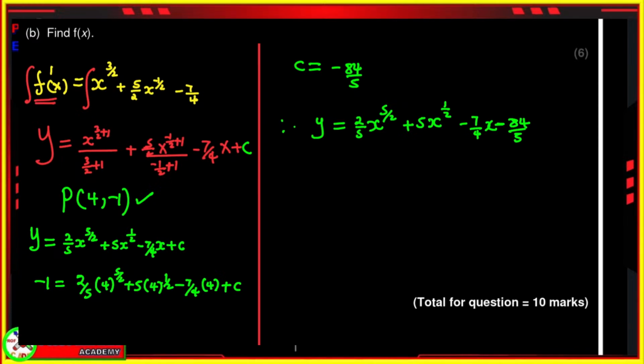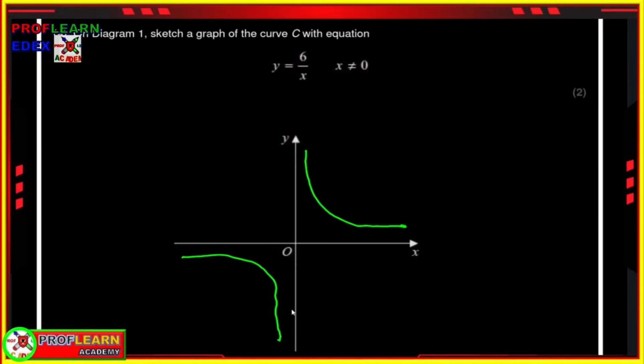We are supposed to sketch the graph of y equals 6 over x, where x is not equal to 0. Then this is a graph that will behave like this, and at this point we have the x-axis to be the asymptote, and also the y-axis is the asymptote.